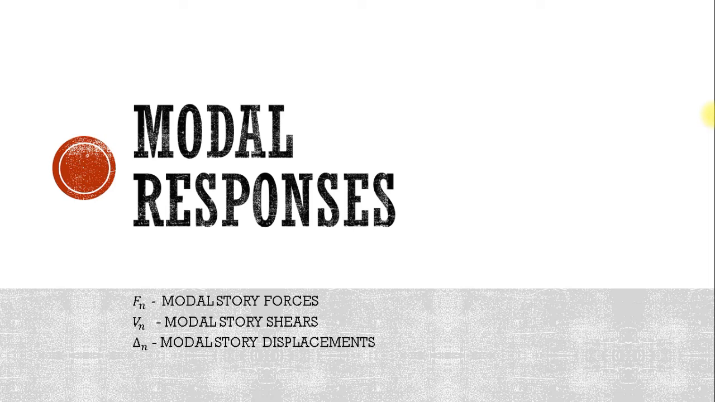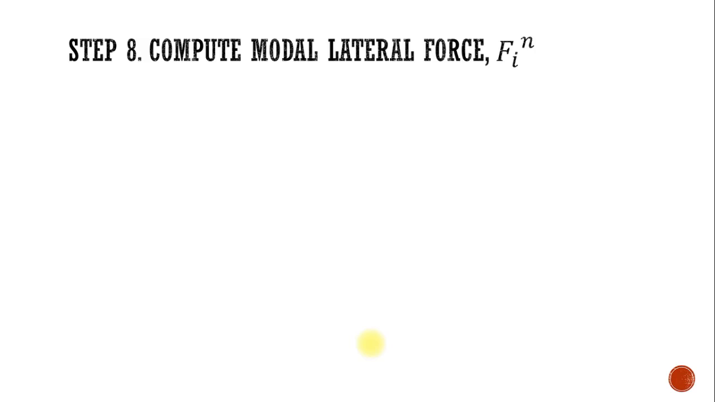So modal responses. So in these steps, we're going to compute the modal story forces, modal story shears, and modal story displacements. So step 8, compute modal lateral forces. So we're going to use this formula, Fn is equals to gamma n, where gamma n is a singular value, times mass matrix. So it is a matrix, times phi n or mode shape vector, times SA subscript n or spectral acceleration for a specific mode. So this gamma n is a singular value and also this spectral acceleration, while this m is a matrix and this phi n is a vector.